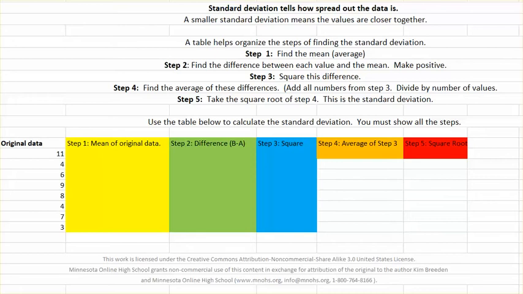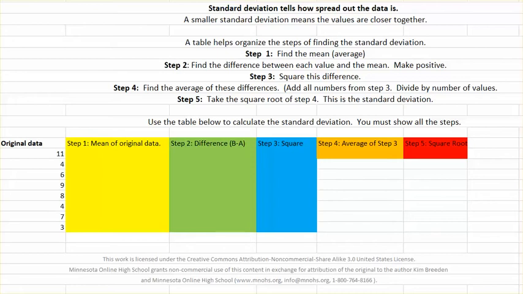Standard deviation tells us how spread out the data is. A smaller standard deviation means the values are closer together. Calculating standard deviation by hand has multiple steps. I find it easier to do this if you have a table to help organize your work.